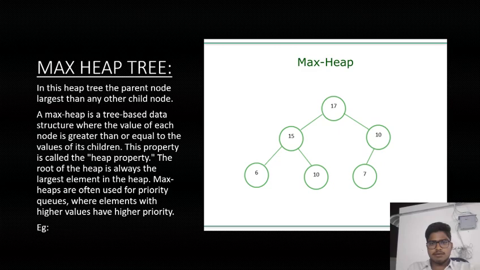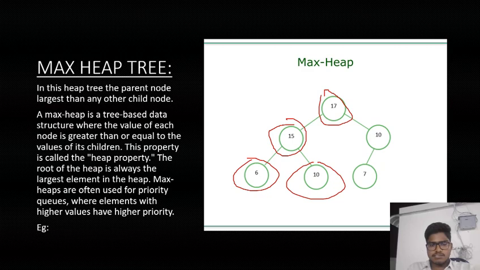As we can see in the example here, parent node 17 is the largest element in all of the tree. So we can say that in each level, the parent node is the largest value of the tree of that level. And we can see here 6 is the smallest and 10 is also smallest, whose parent is 15, which is the largest of 10 and 16. This property holds for all the levels in the tree. This is known as a max heap tree.